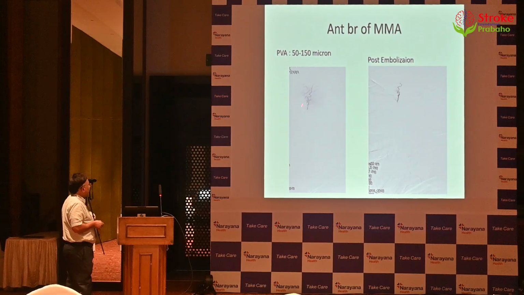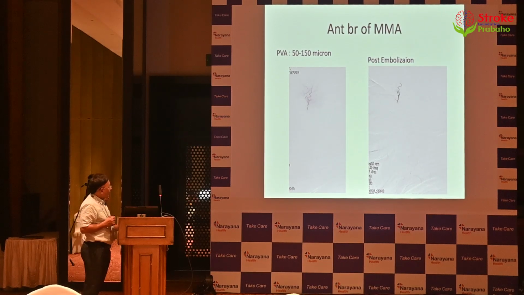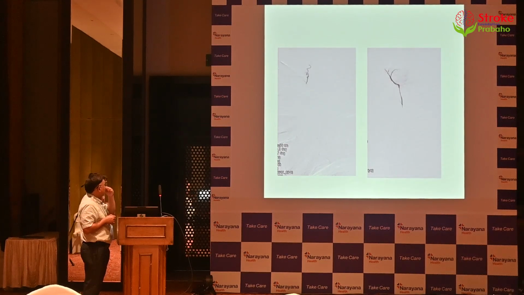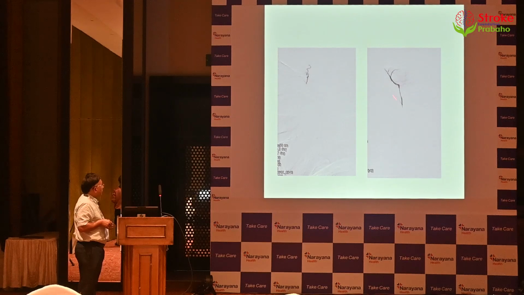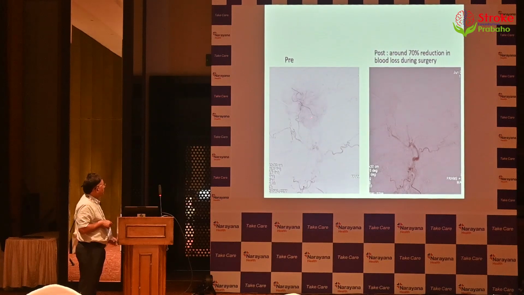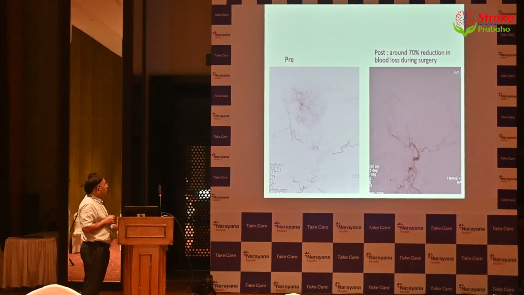So we went through the anterior division. We used particles of 50 to 150 micron, and post embolization you can see the artery is almost intact, but this blush has gone. So as far as possible, the particles should go into the capillary bed of the tumor rather than occlusion of the vessel. So this is after embolization through the middle meningeal artery. So this is the pre and post, and there was a significant reduction in the blood loss during surgery.